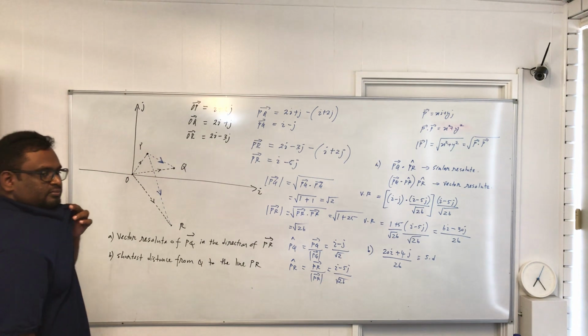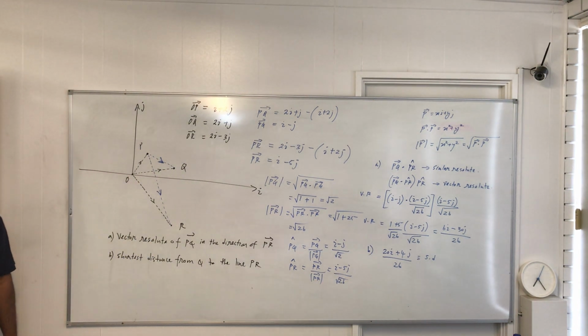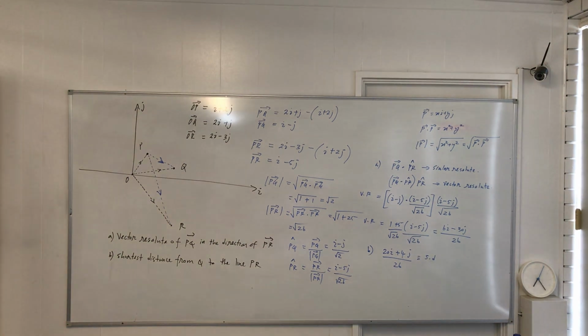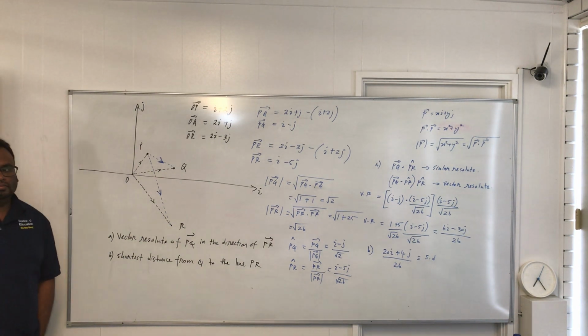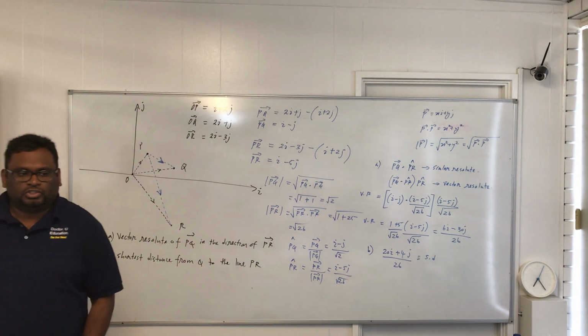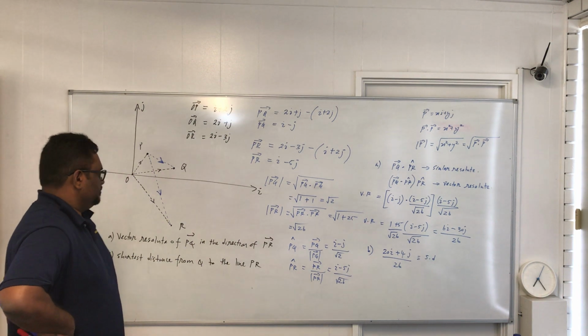Must be a question. Got the answer. So you got the first one, right? Yeah, first one is fine. B, shortest distance.